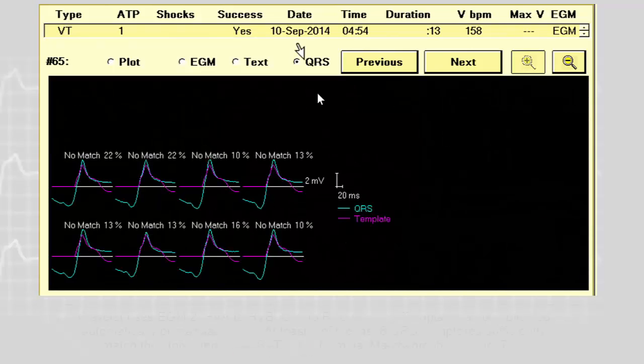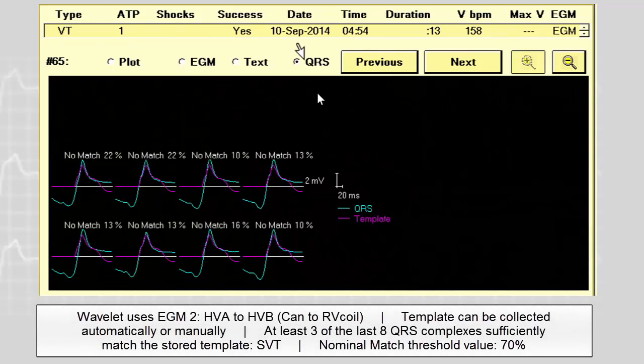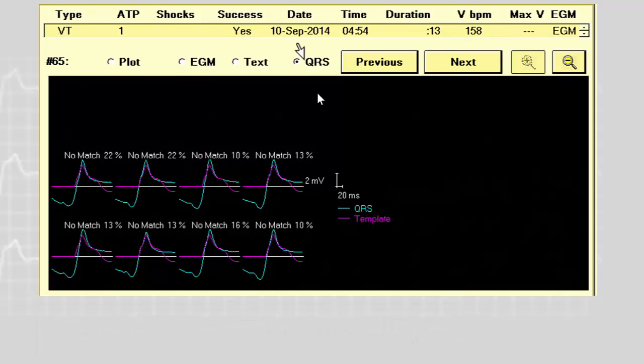When you look now at the results in terms of wavelets, you can see that for all 8 QRS complexes there is a no match, since the percentage of similarity is very low and much lower than the programmed threshold, which is 70%. So clearly the wavelet is in favor of a ventricular tachycardia.